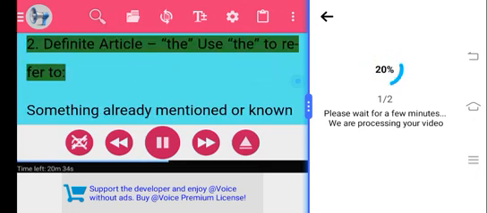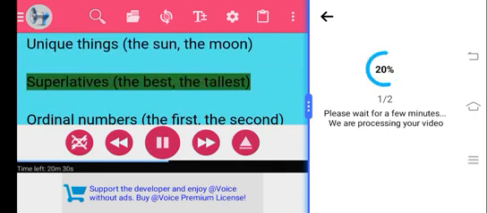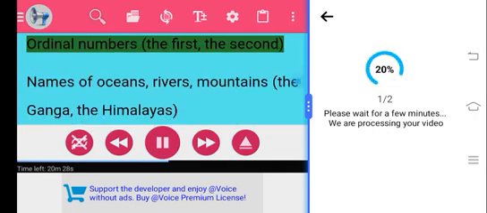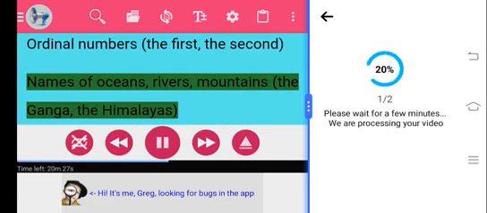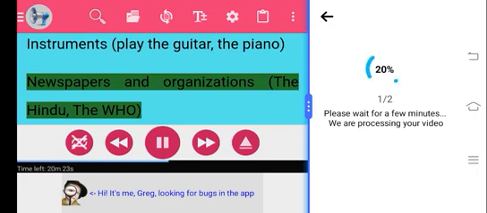2. Definite article: the. Use the to refer to something already mentioned or known. Unique things: the sun, the moon. Superlatives: the best, the tallest. Ordinal numbers: the first, the second. Names of oceans, rivers, mountains: the Ganga, the Himalayas. Instruments: play the guitar, the piano. Newspapers and organizations: The Hindu, the WHO.